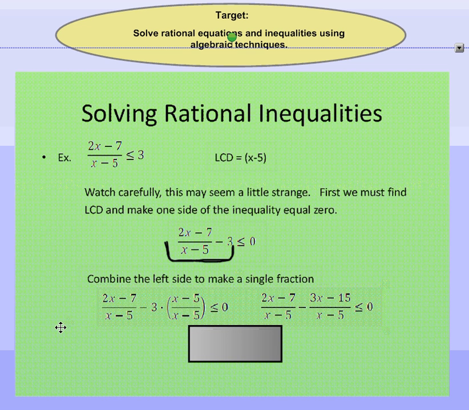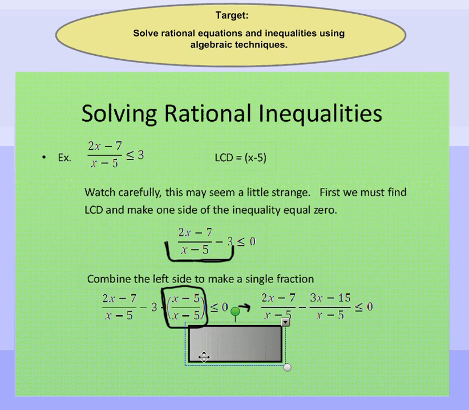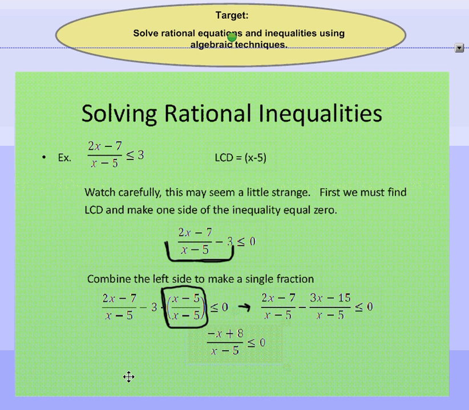So to make that single fraction, we have to have a common denominator. So we are multiplying by x minus 5 over x minus 5 to that term. Okay, leading us to here. We have 2x minus 7 over x minus 5 minus 3x minus 15 over x minus 5. It is less than or equal to 0, so combining it now. Okay, we have negative x plus 8 over x minus 5 less than or equal to 0. Okay, that's our starting point.